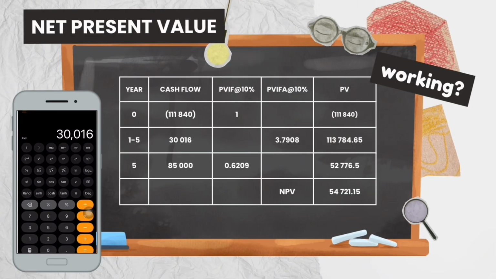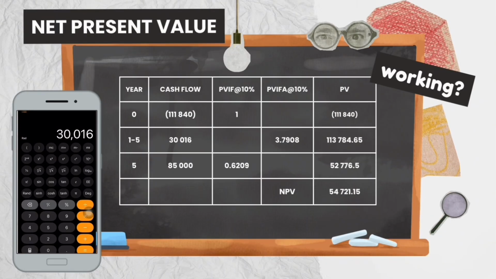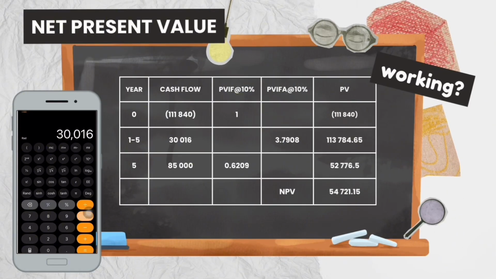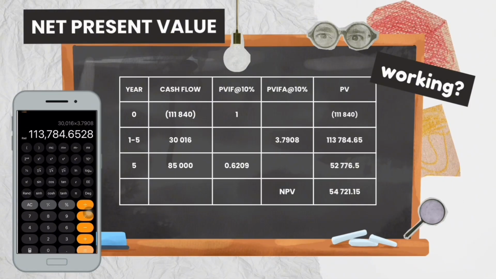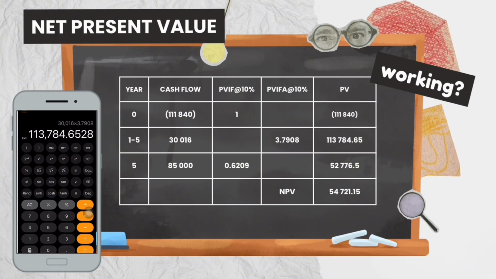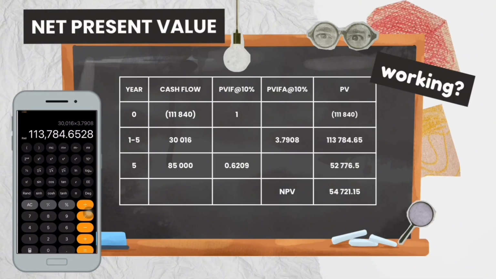Since this amount is received every year for 5 years, we use the present value of annuity factor at 10%, which is 3.7908. When we multiply this, the present value becomes 113,784 ringgit and 65 cents.